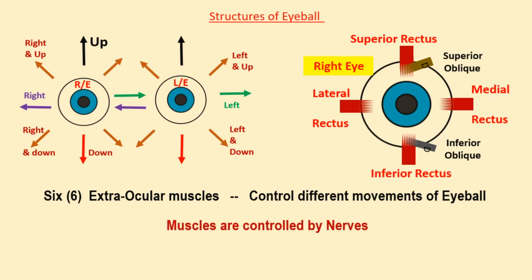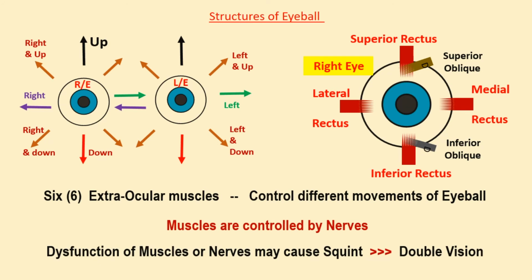These muscles are controlled by different nerves. Dysfunction of muscles and nerves may cause squint. If there is squint, there can be diplopia or double vision.